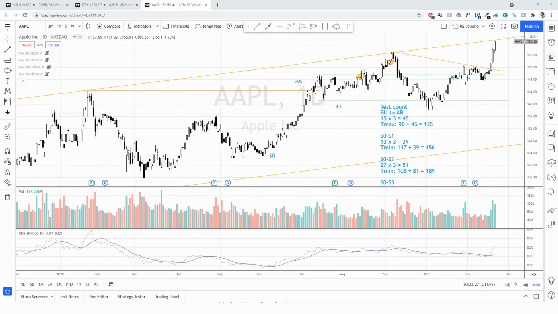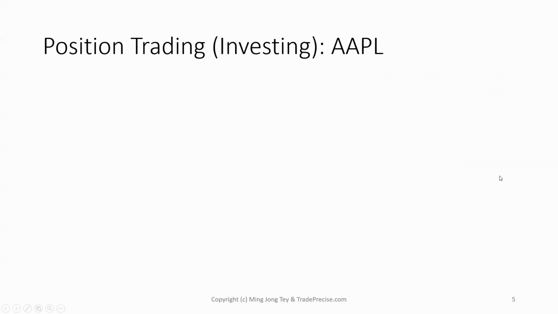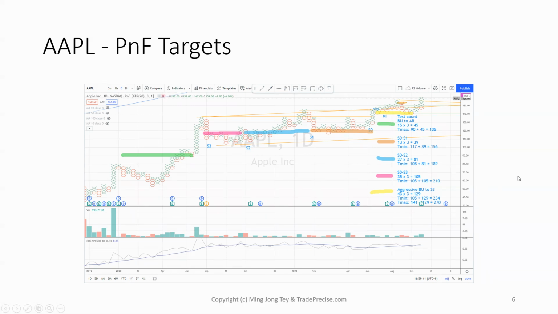So in terms of the target, let me just take a look at the point and figure chart. This is a point and figure chart where I use it to estimate the price targets. So that's a count from this segment, the green segment. So works out to be around 135. You can see that right after it hits around 130, 135 is somewhere around here, and it sort of just stopped and then entered into this trading range. So I would say that the first count is relatively accurate.